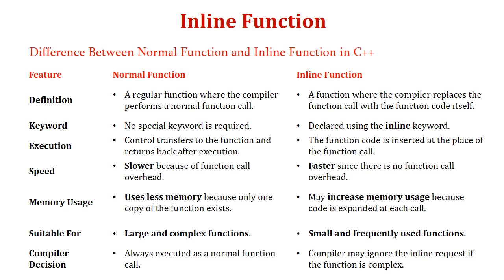The last parameter is compiler decision. Normal functions are always executed as a normal function call. In inline function, the compiler may ignore the inline request if the function is complex.